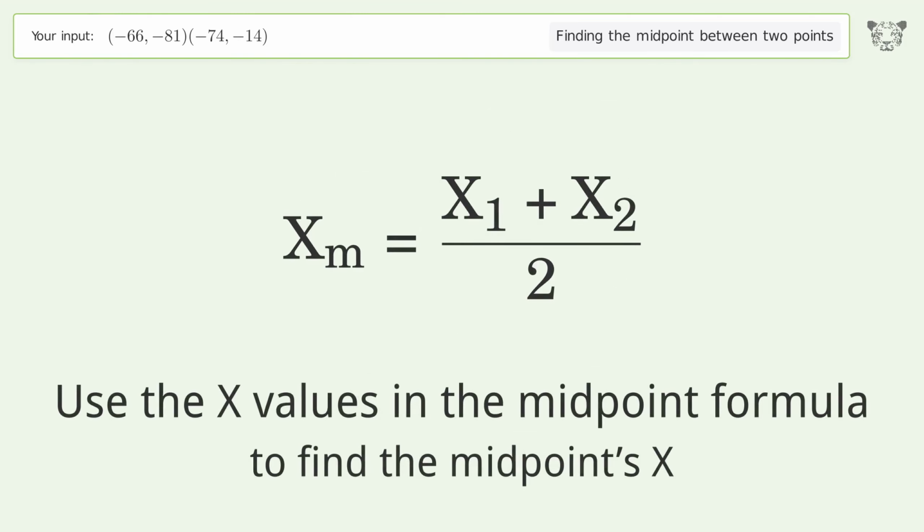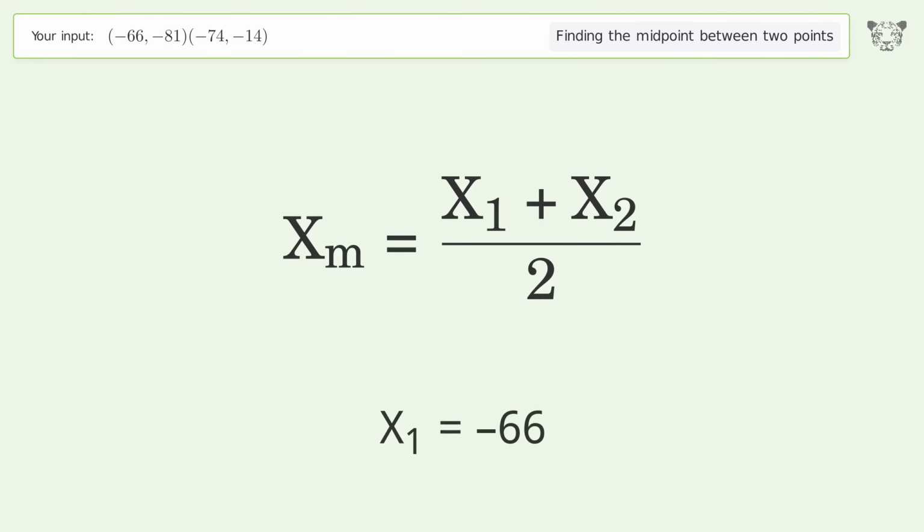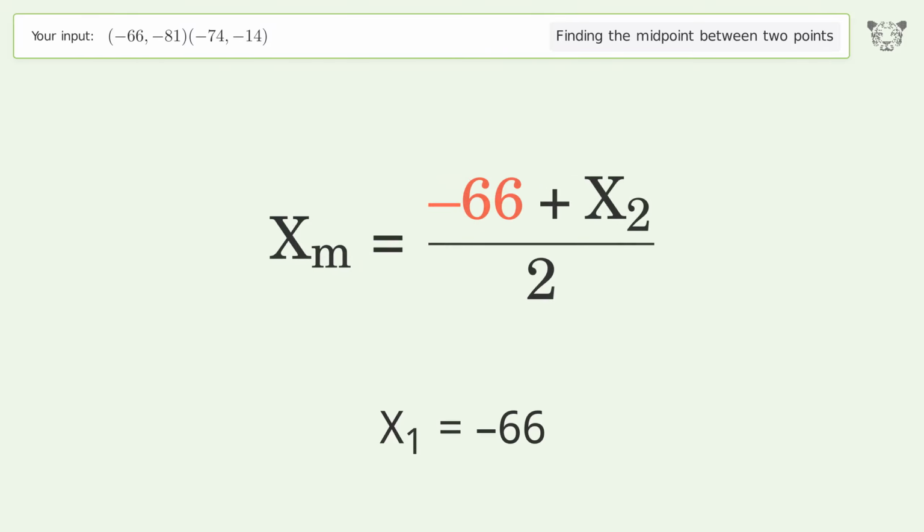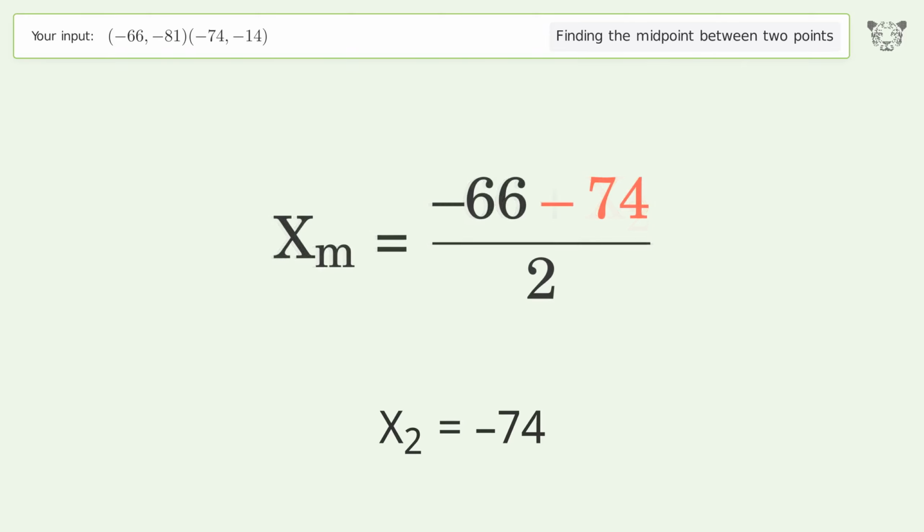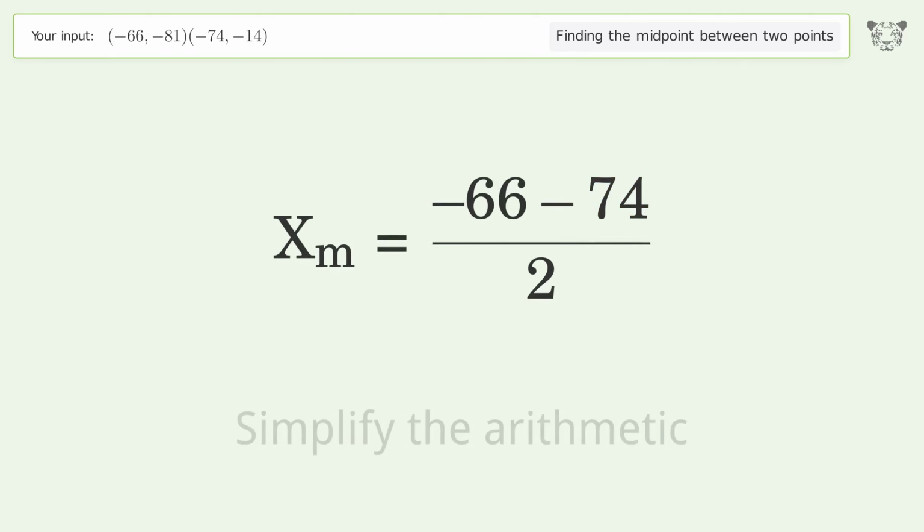Use the x values in the midpoint formula to find the midpoint's x. x1 equals -66. x2 equals -74. Simplify the arithmetic.